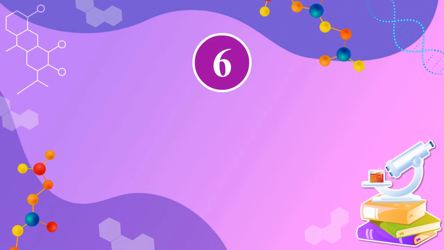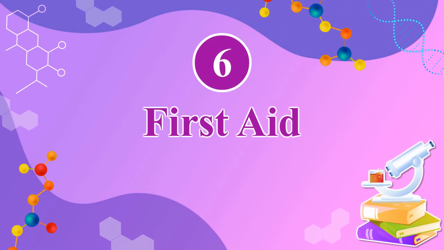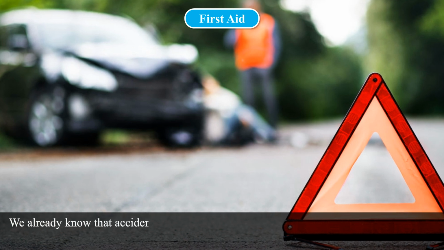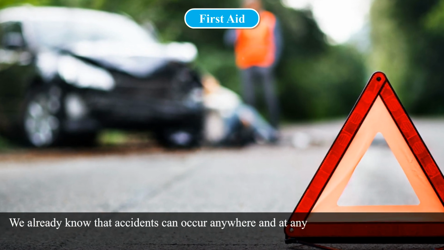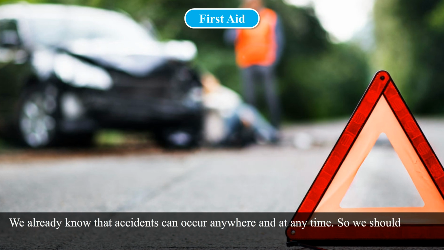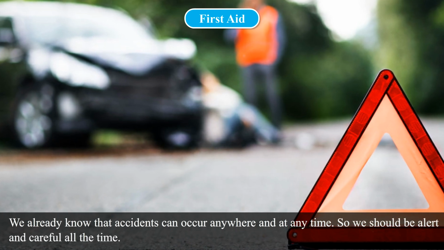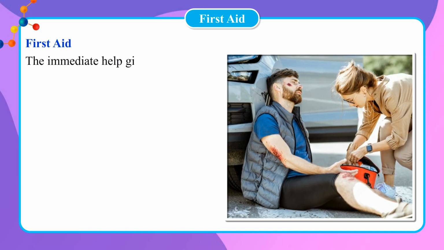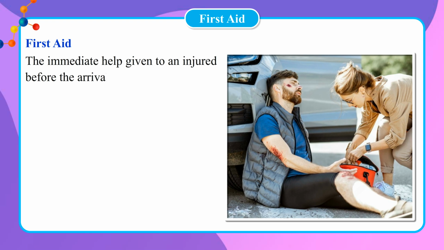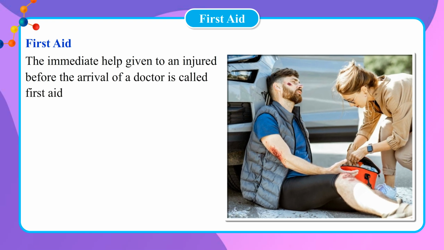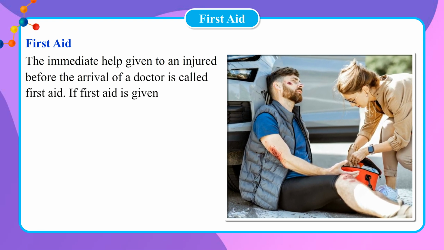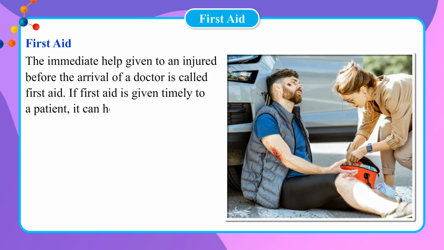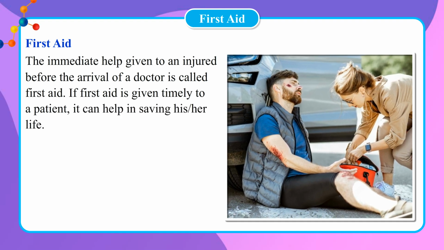Chapter 6. First Aid. We already know that accidents can occur anywhere and at any time. So we should be alert and careful all the time. First Aid. The immediate help given to an injured person before the arrival of a doctor is called first aid. If first aid is given timely to a patient, it can help in saving his or her life.